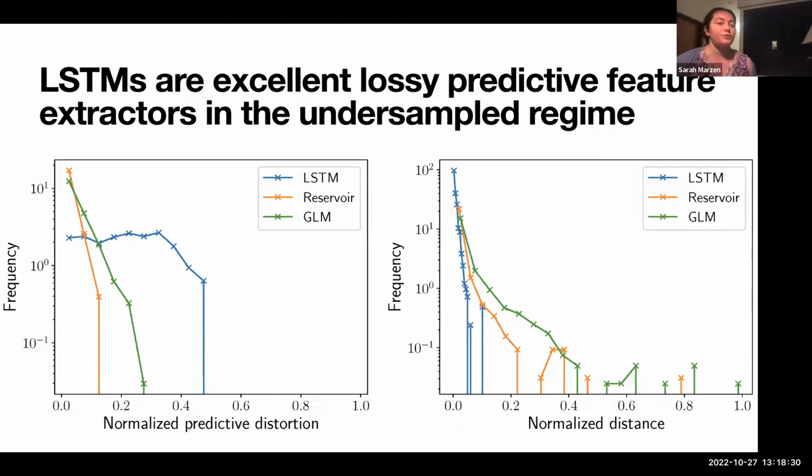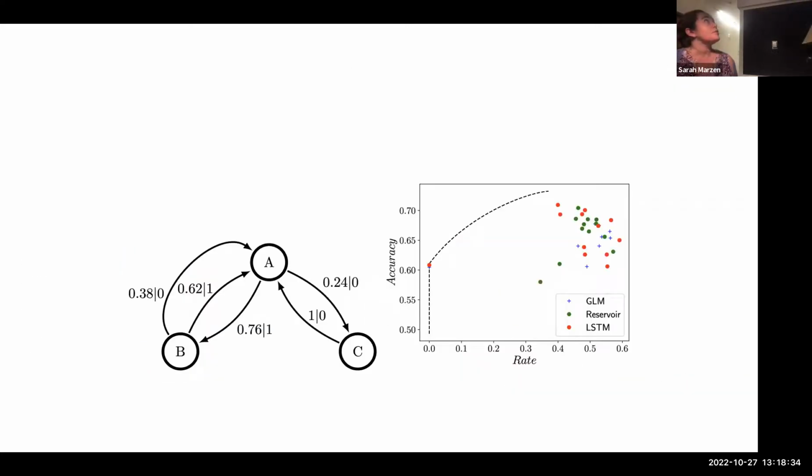And what we got are these histograms. There are two ways that we're measuring their performance. One way was to look at how close it was to maximal accuracy, and this was called predictive distortion. The other way was to look at how close it was to the predictive rate accuracy curve. For example, over here, it's right on the predictive rate accuracy curve. So this would have a high predictive distortion, but a low distance from the predictive rate accuracy curve.